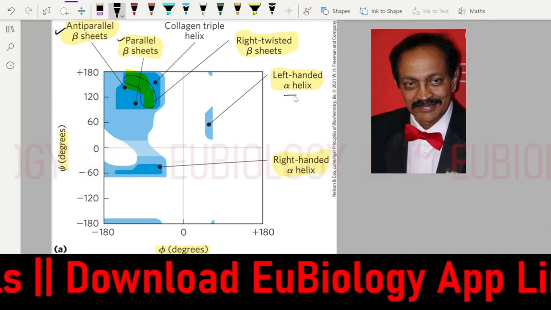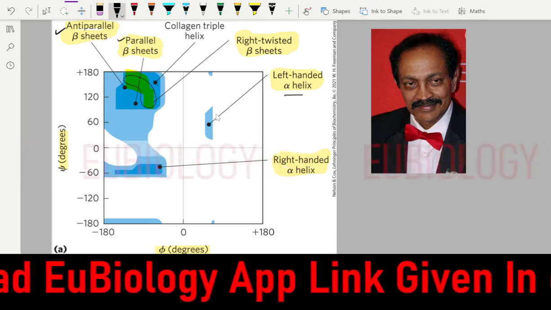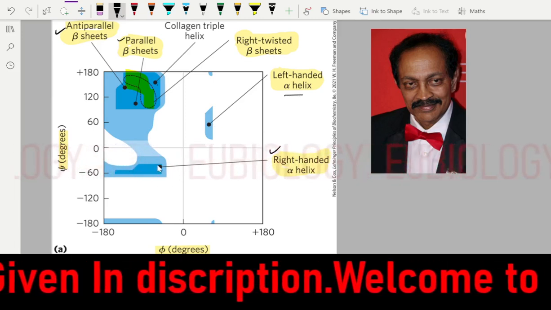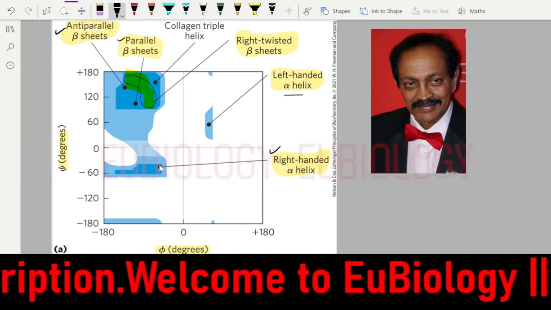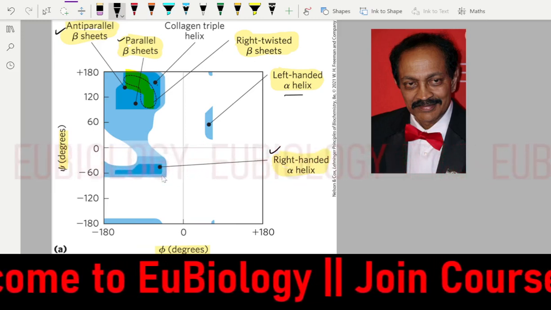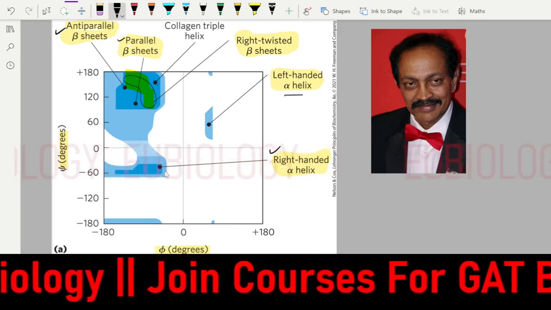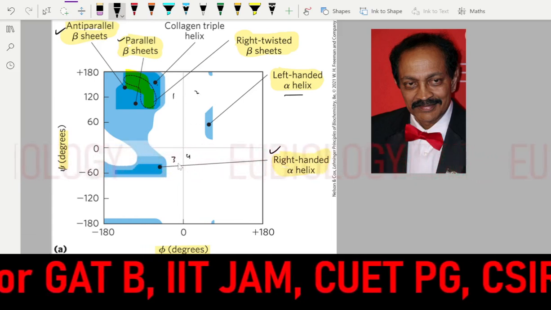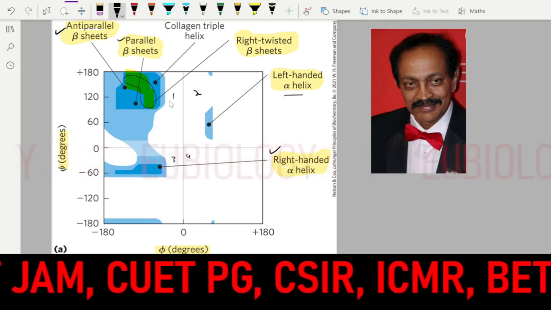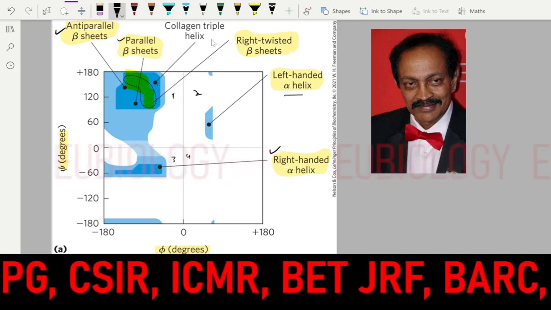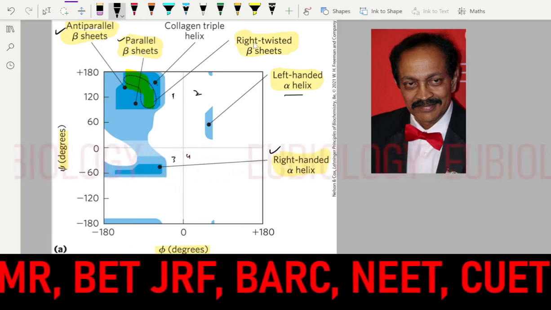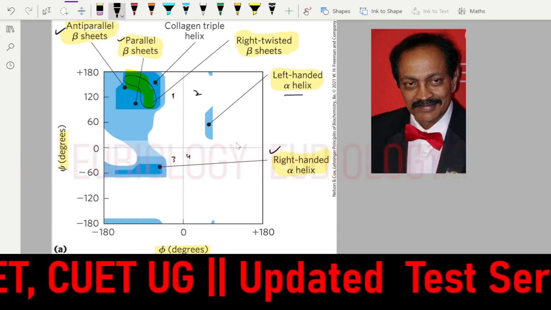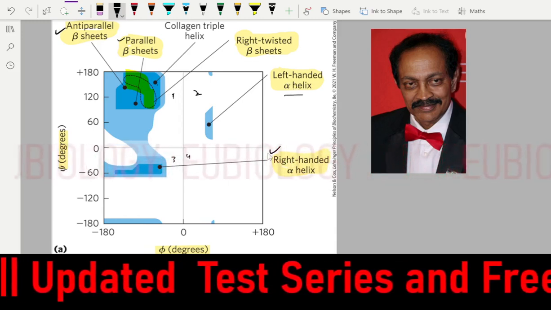The left-handed alpha helix, which is very rare in nature, is present in the left side quadrant, and the right-handed alpha helix will be around minus 60 degrees in the right side lower quadrant. If I give the first, second, third, and fourth quadrant, you can remember it like this. In the first quadrant, parallel beta sheet, collagen triple helix, and right twisted beta sheet will be there. In the second quadrant, left-handed alpha helix will be there. Third, right-handed alpha helix, and fourth, nothing will be there.